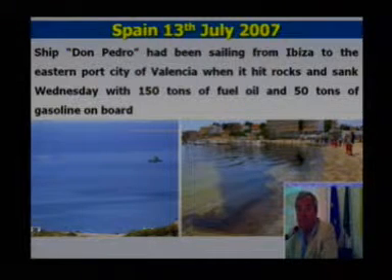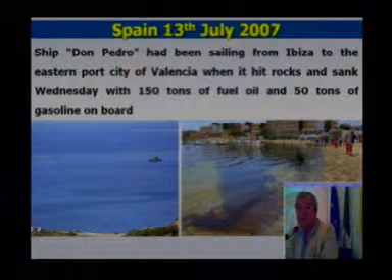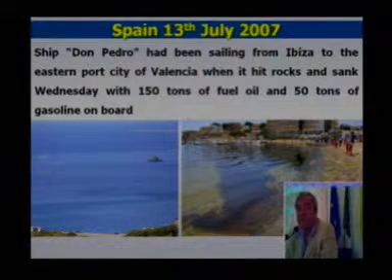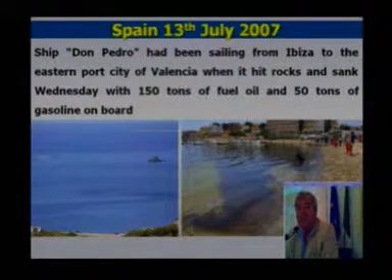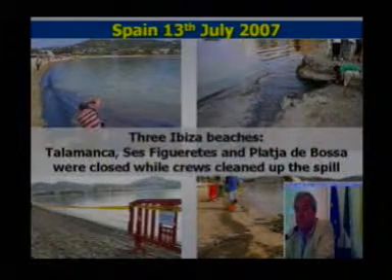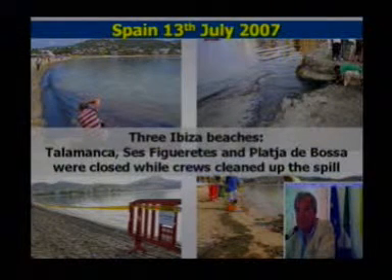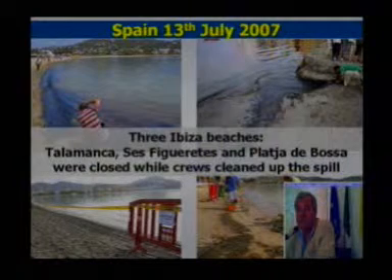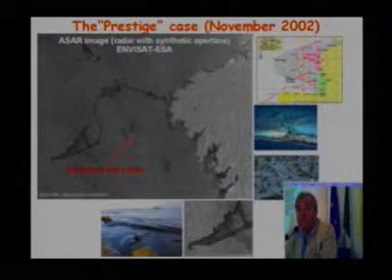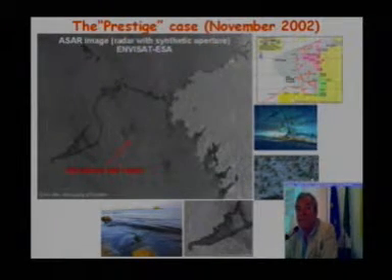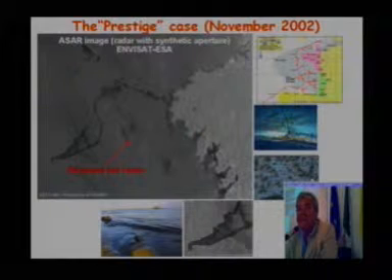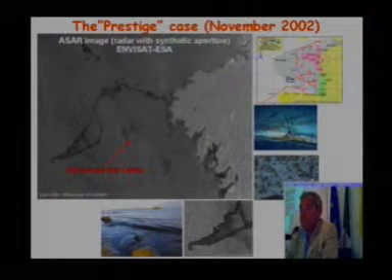In Spain, we had this accident on the 13th of July 2007, when the ship Don Pedro hit rocks and sank on Wednesday the 13th of July with 150 tons of fuel oil and 50 tons of gas on board. So we can see on these slides the Ibiza beaches of Talamanca, Figueretes, and Platja d'en Bossa. And here we have another case, the Prestige, in November 2002. In this case, we can show how helpful an image, or more images, coming from satellites can be.